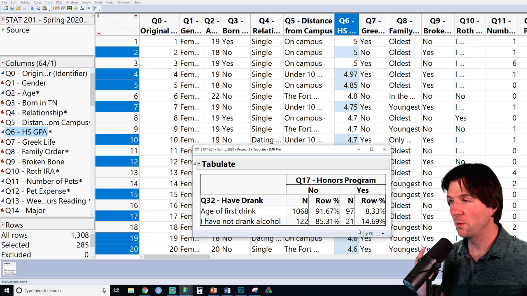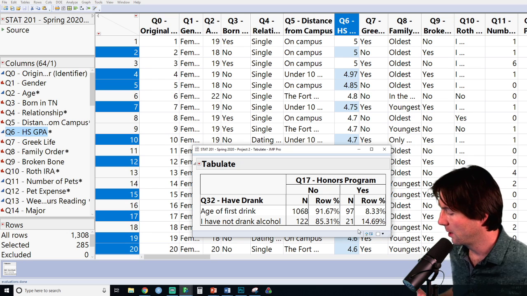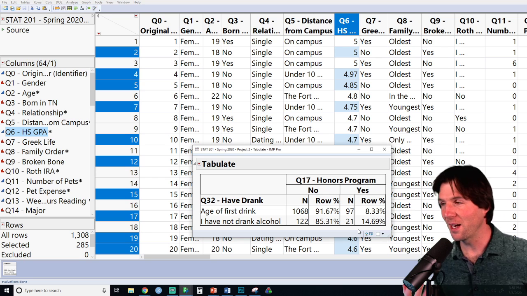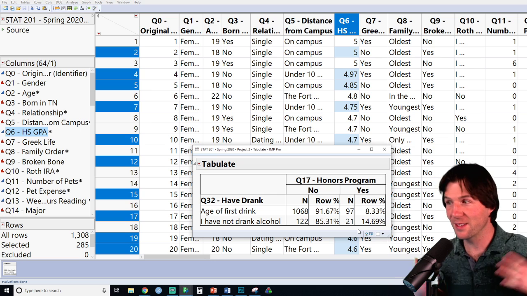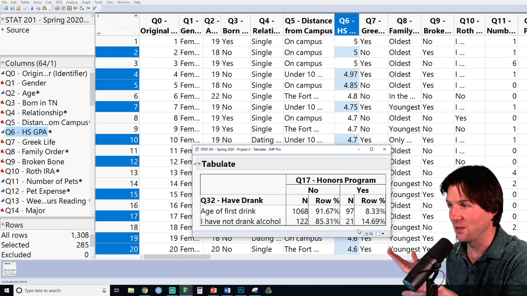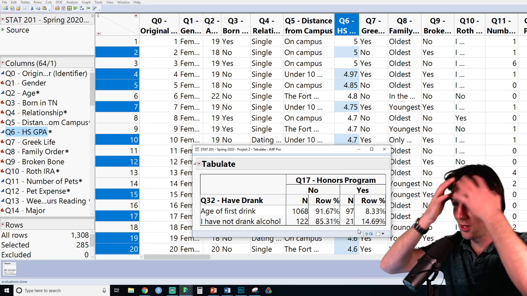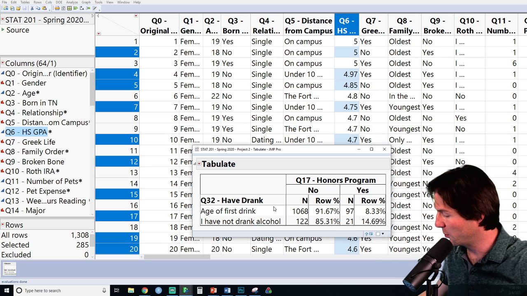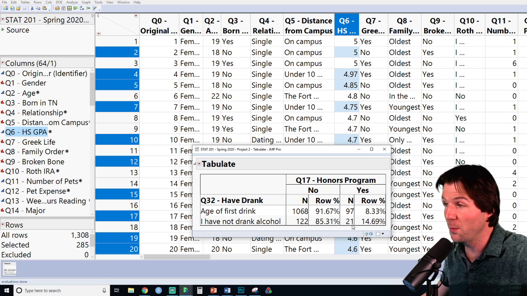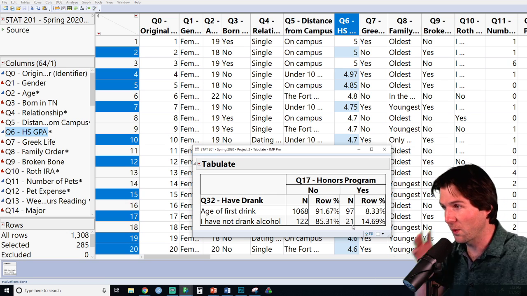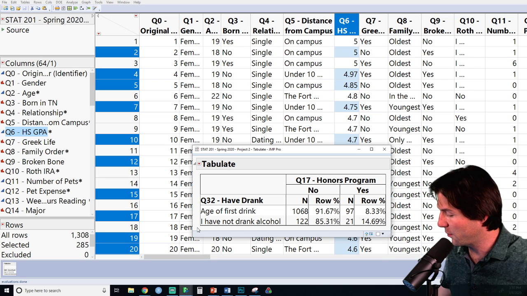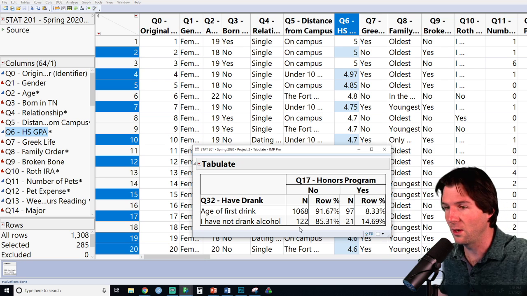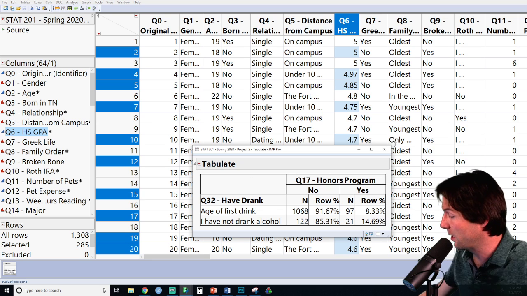Now, that doesn't mean if you have drank alcohol, you won't be in the Honors Program, but we see something right here where people who don't drink alcohol are more likely to be in the Honors Program. But it doesn't mean anything, it's just what the data is. Who knows why, but this is the way the data goes. It's also a much smaller group for the Honors Program. Honors Program, yes, is the 97 and 21 people. It is true that more people have drank and are in the Honors Program because there's a lot fewer people who have not drank alcohol. But this does the first Tabulate question.